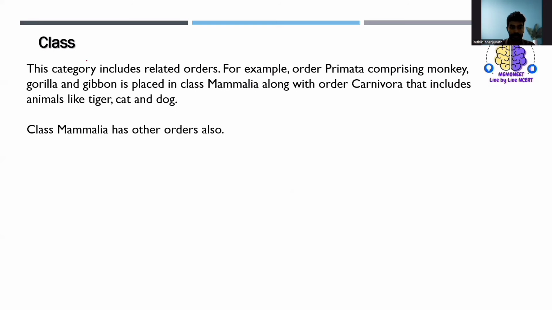The next one is class. This category includes somewhat related orders. For example, order Primates comprises monkeys, gorilla, gibbons. They are placed under the class Mammalia, along with other carnivore animals such as tiger, cat, and dog. Even these are also placed under the class category. Class Mammalia has many other orders also, but still they are placed under the specific class category.